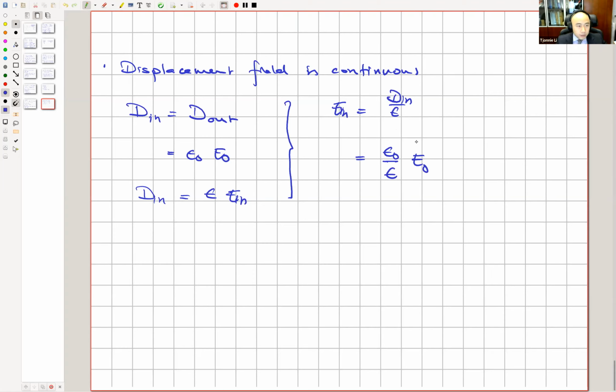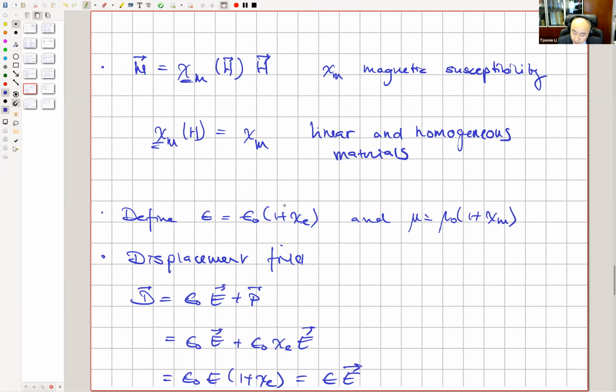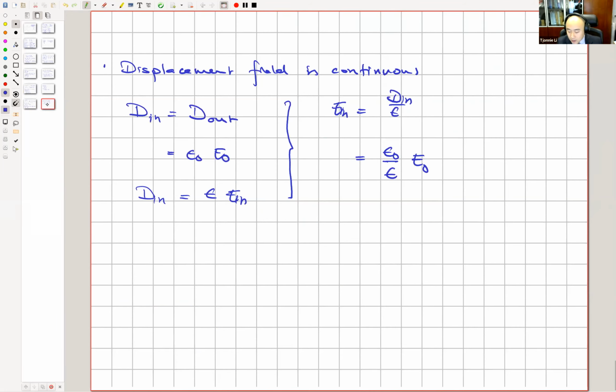In this case, we know that everything is normal to the surface, so I'm not explicitly putting the arrows here. If you want to write it in terms of the susceptibility, we can simply follow this. And so we could get rid of the epsilon naught and just write 1 plus chi E. Okay? Or just leave it like this.